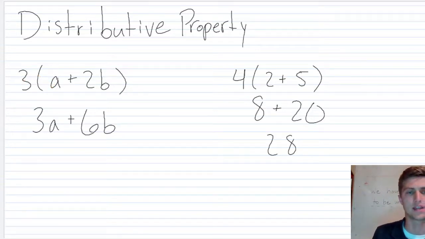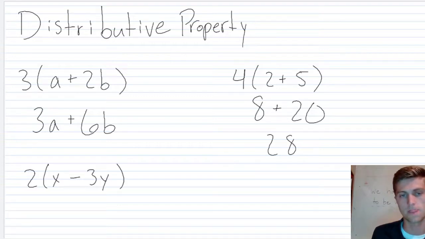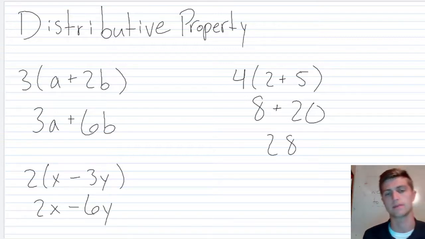And then one last case, we'll use a negative sign just to show you what that looks like. 2 times x minus 3y. 2 times x gives us 2x. 2 times negative 3y. Well, what's 2 times a negative 3? There's only one negative sign, which gives us negative 6 times y, negative 6y.